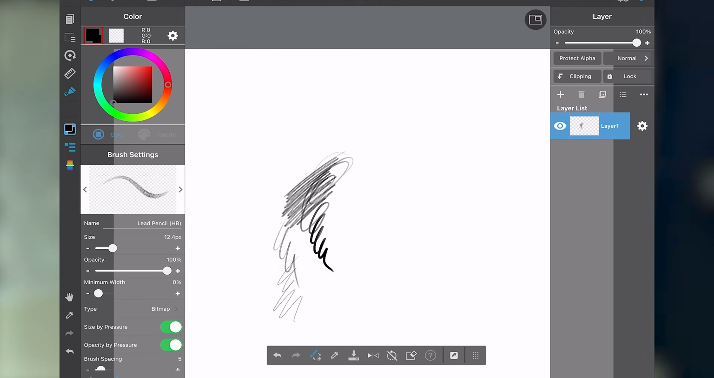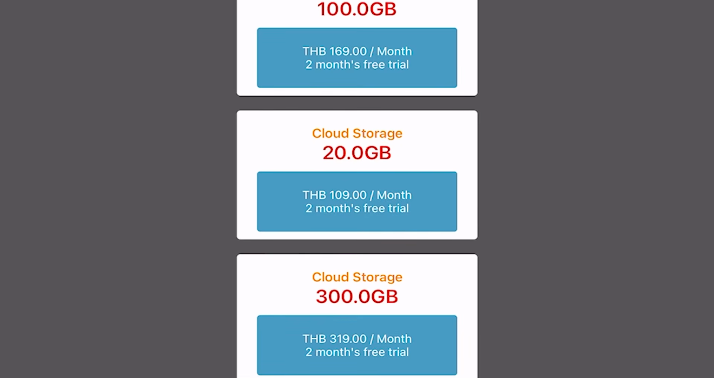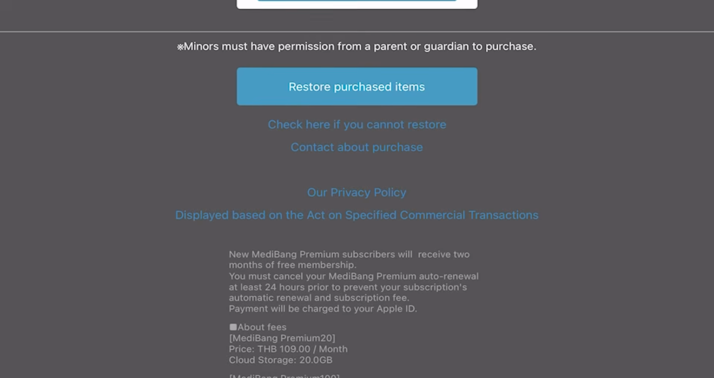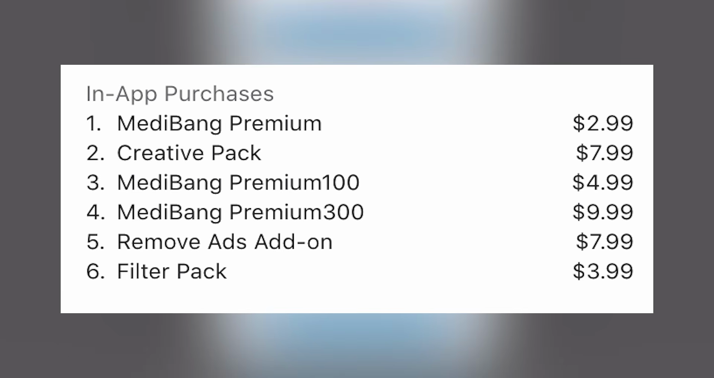Oh, I forgot to talk about the price for this thing. There is a Metabang Premium. Join Metabang Premium to get your special features. So you go by choosing the amount of cloud storage you want. There's also fees, right, the fine print, but here's the conversions of what I found on the original site.